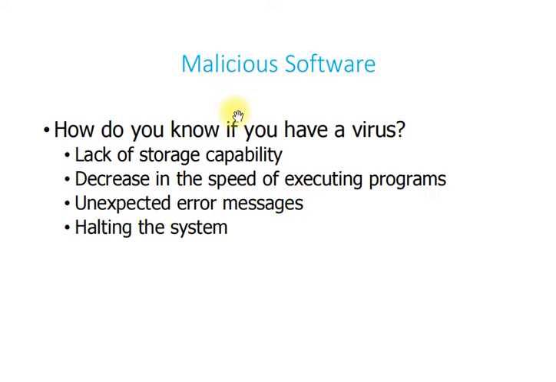So malicious software. How do you know if you have a virus? Lack of storage capacity, decrease in the speed of programs, unexpected error messages, watching the system. So of course, malicious software is any software intentionally designed to cause disruption to a computer, it may be a server, a client, or a computer network, or leak private information and also gain unauthorized access to information or a system.